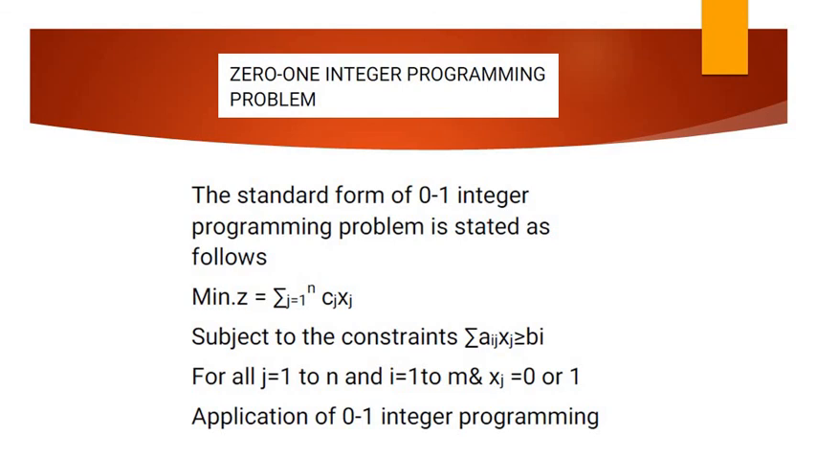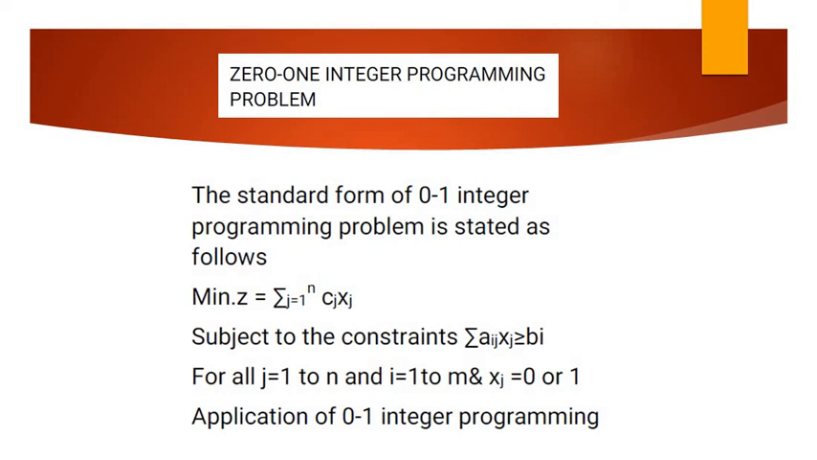So now we have another type of integer linear programming problem. It is called the 0-1 integer linear programming problem. Here also we have a standard form for this. The standard form of the 0-1 integer linear programming problem is stated as follows. Minimize z equal to sigma j equal to 1 to n cj xj, subject to the constraint sigma aij xj greater than or equal to bi, for all j taking values from 1 to n and i taking values from 1 to m, but the basic variable, namely xj, should always take either 0 or 1.